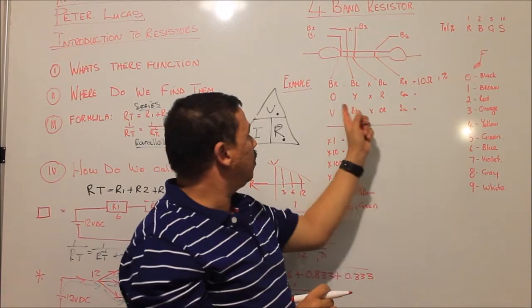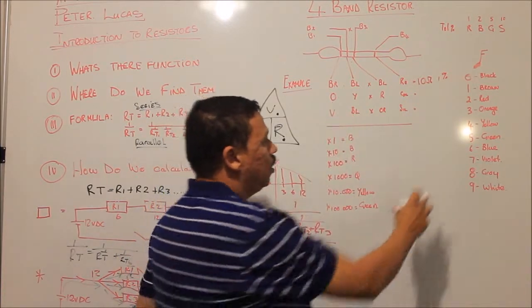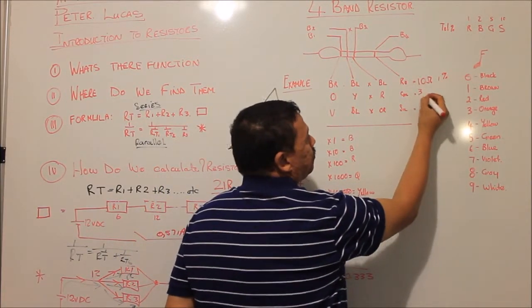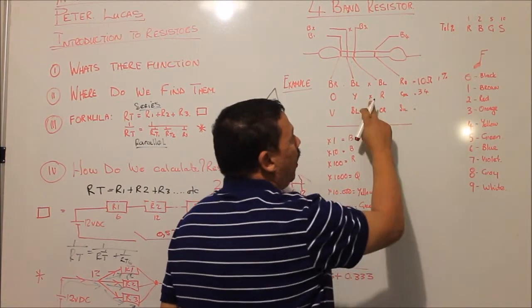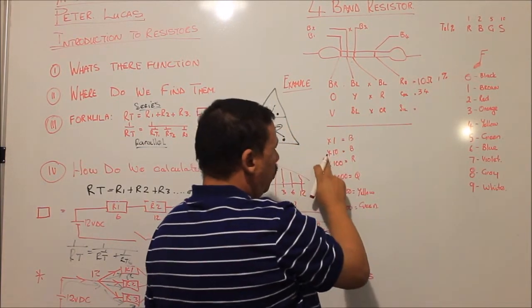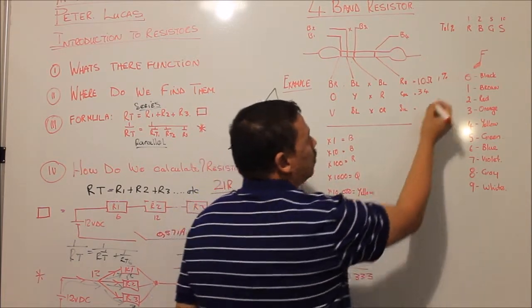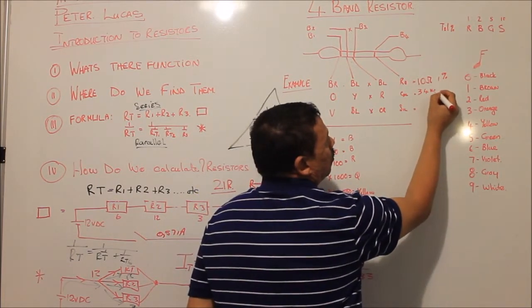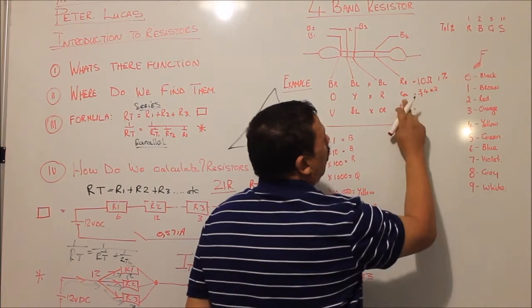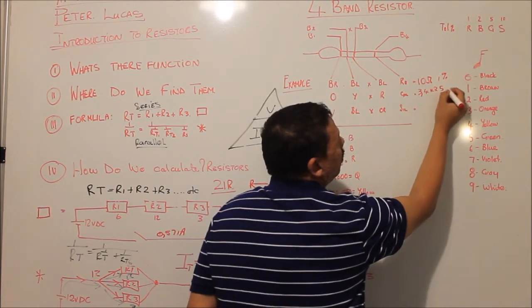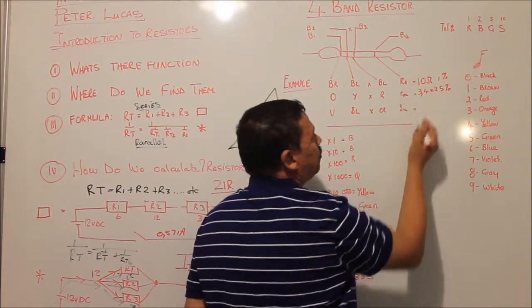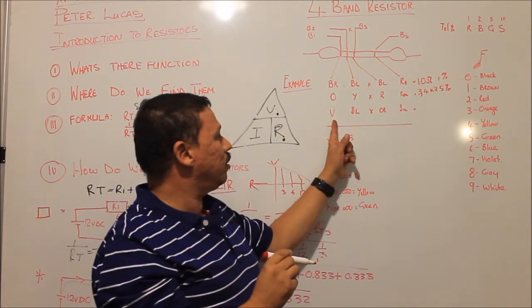Let's go to the second resistor. Orange, which is 3, yellow, which is 4, and red, which is times 100. And we've got gold, so 5% tolerance. Let's go to our third example.